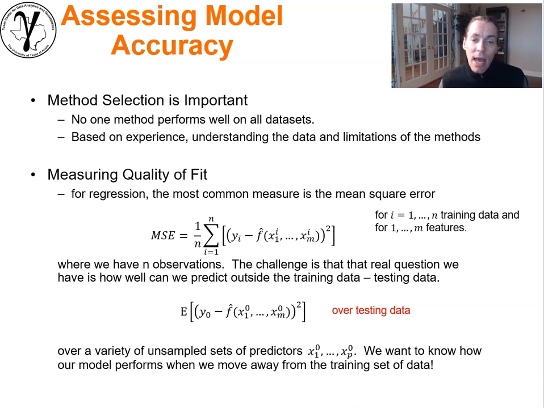Now, we assess accuracy in the model, once again, by using some type of measure of quality of fit, because we need to make a selection of the best method to use. There's not one single model that will be the best for all possible data sets. Now, we're also going to include experience and understanding the data and so forth, and knowing about the limitations of each of the methods. That's why it's important to understand what's going on under the hood and why we cover theory and not just dive into methods.